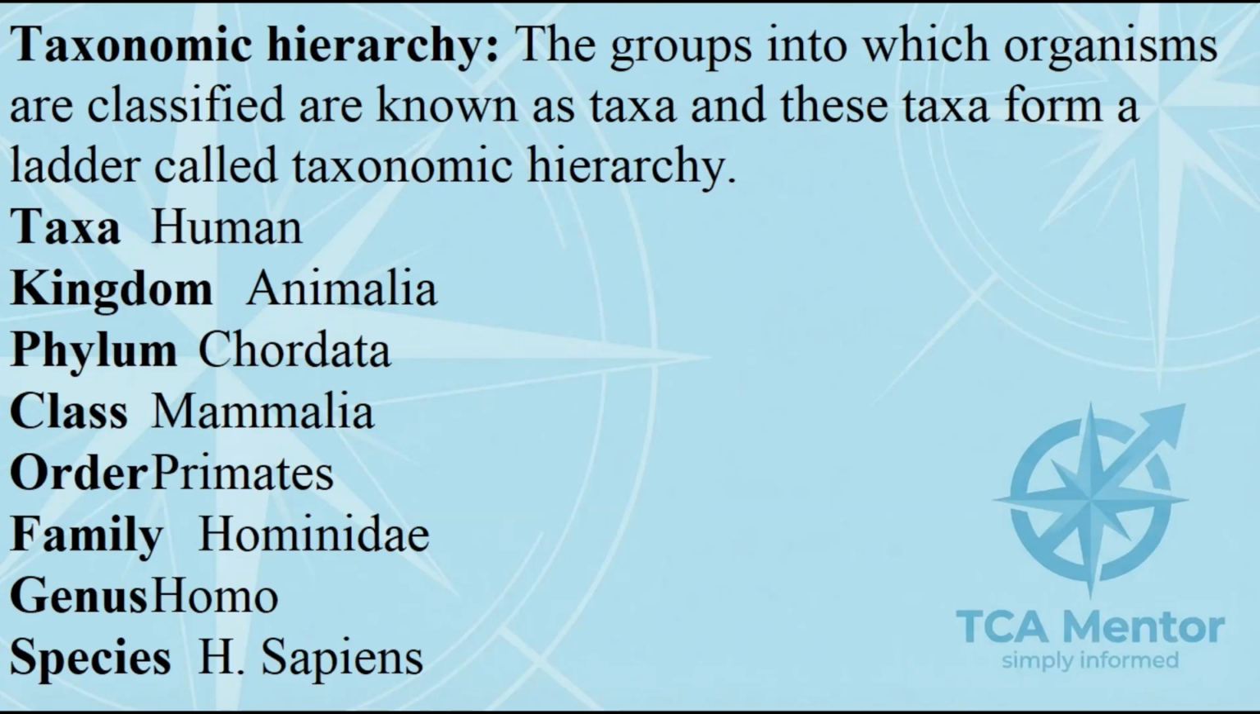Define taxonomic hierarchy. ANS. The groups into which organisms are classified are known as taxa, and these taxa form a ladder called taxonomic hierarchy. Taxa of human: Kingdom Animalia. Phylum Chordata. Class Mammalia. Order Primates. Family Hominidae. Genus Homo. Species Homo sapiens.